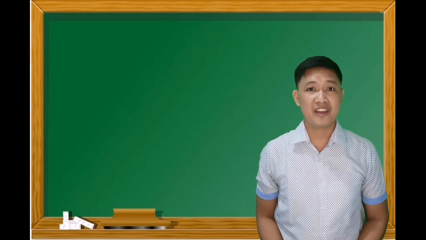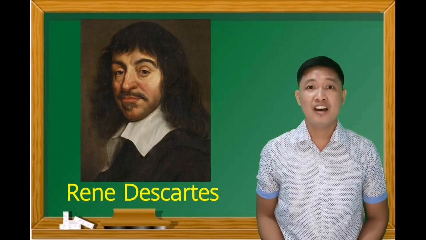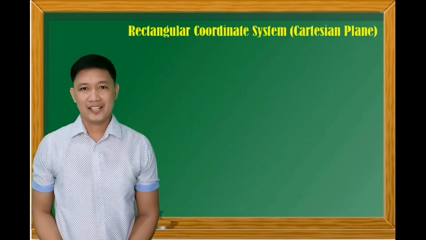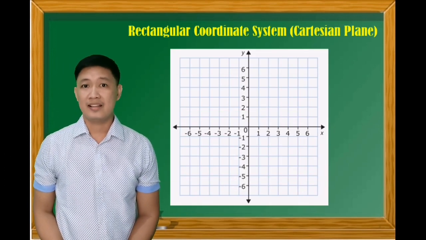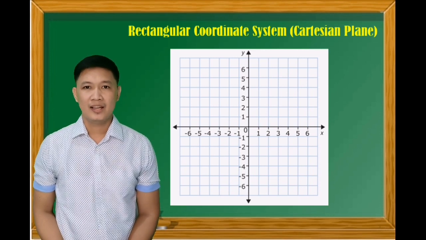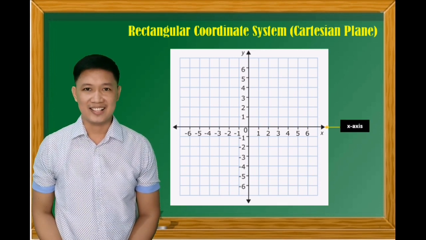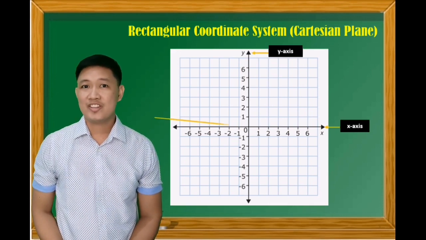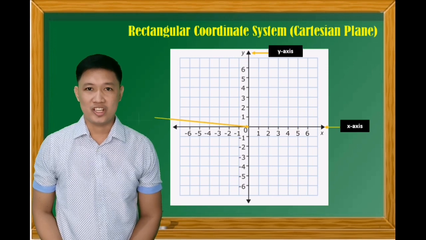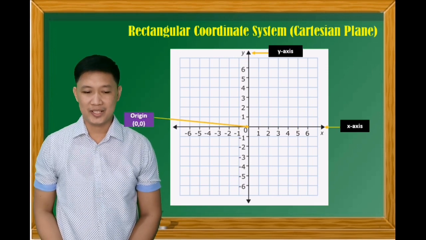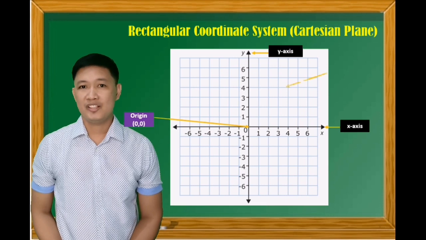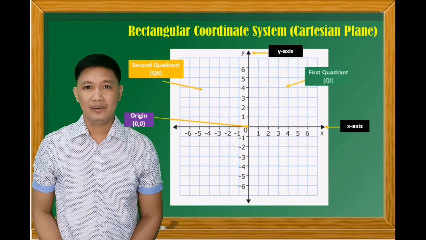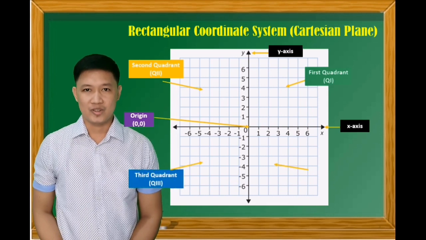It is named after the famous French mathematician René Descartes, who formalized its use in mathematics. The rectangular coordinate system consists of two real number lines that intersect at a right angle. The horizontal number line is called the x-axis, while the vertical number line is called the y-axis. The intersection of the two axes is known as the origin, which corresponds to the point (0, 0). The plane is divided into four quadrants: first quadrant, second quadrant, third quadrant, and fourth quadrant.